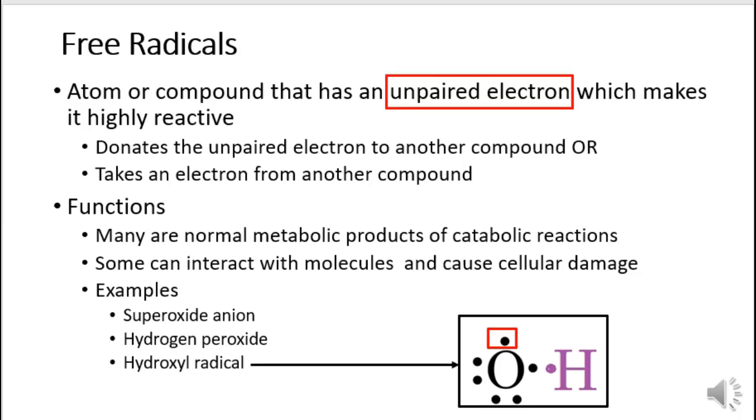But sometimes in high quantities, these free radicals can interact with molecules that they shouldn't and cause cellular damage that the body doesn't have a chance to repair quickly enough. Some examples of harmful free radicals are superoxide anion, hydrogen peroxide, and hydroxyl radical. Hydrogen peroxide, we probably use to destroy bacterial cells when cleaning a wound. This is a picture of a hydroxyl radical that's showing you an unpaired electron.